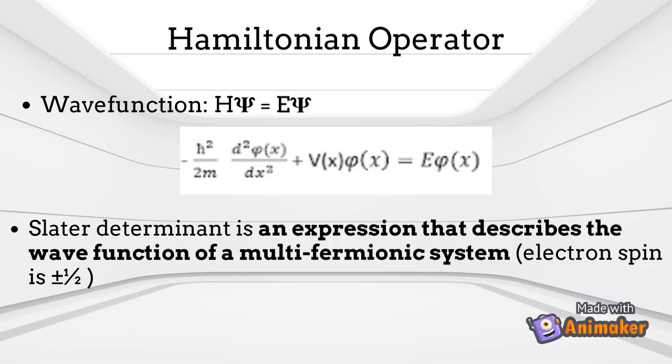The operator we use here is the Hamiltonian operator, where the equation is shown here. On the left-hand side, the first term describes the kinetic energy, while the second term describes the potential energy. And on the right-hand side, the eigenvalue obtained will be E, which is the energy. And to express the wave function here, the Slater determinant is used due to the fermionic nature of the spin of electrons according to Pauli's principle, where the spin quantum number is positive or negative 1/2.